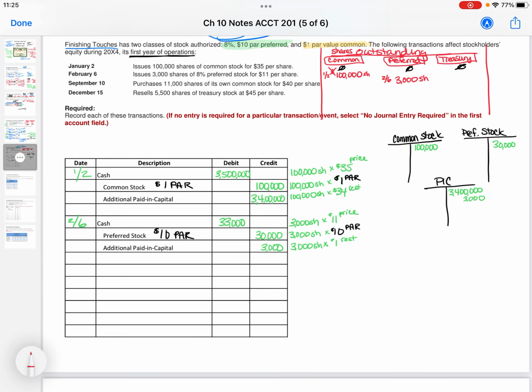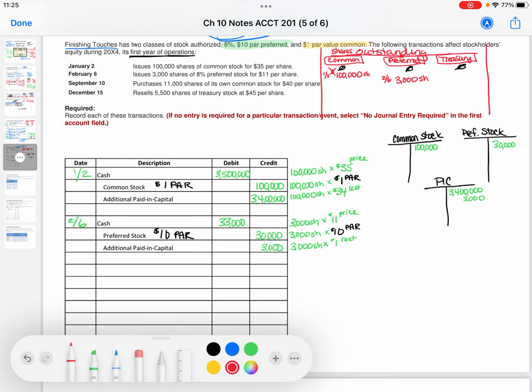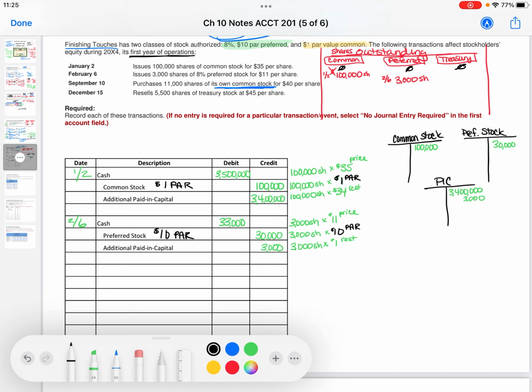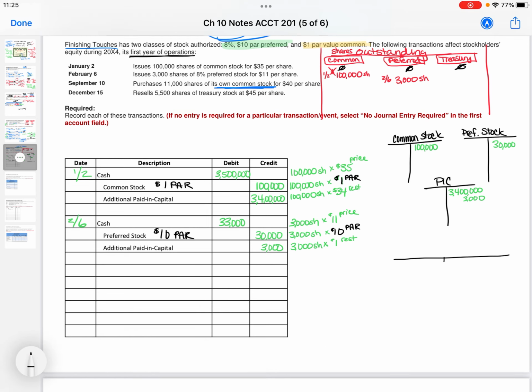We've done that. The new thing, on September 10th, we are going to purchase our own shares of stock. So when we buy, and it's common, we buy our own common stock. When we buy our own stock, this is called treasury stock. So I'm going to do a T account. This one's going to be a little bit bigger because we're going to focus on it. This is treasury stock.